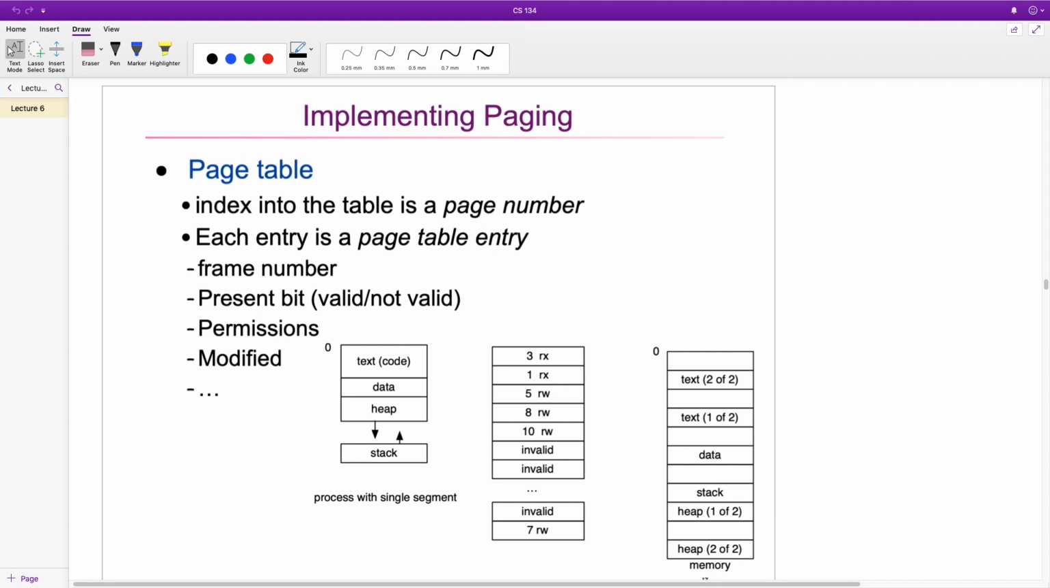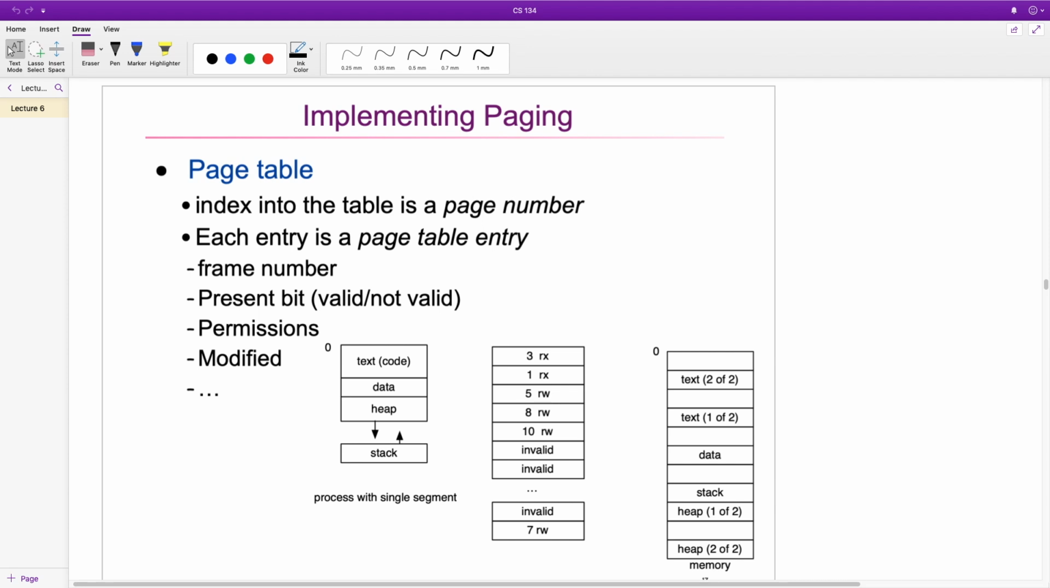The part of the address space that is unallocated, we don't allocate any physical memory for it, which is nice. In the previous case where we were using just base registers, anything in between here still was using physical memory. We still had physical memory allocated for it in this one giant contiguous physical memory. Here, we're not. So that saves us some space.